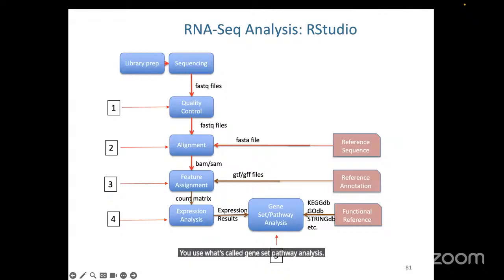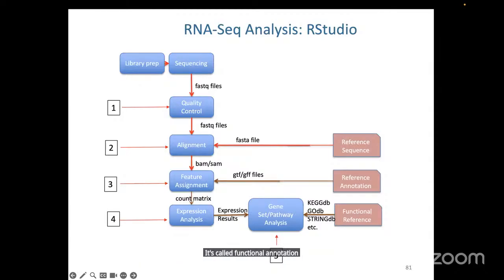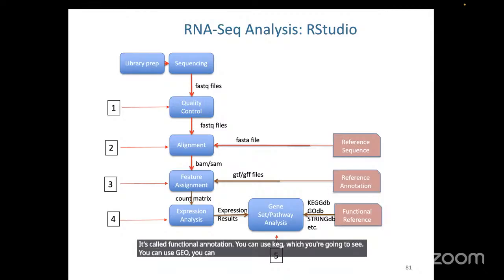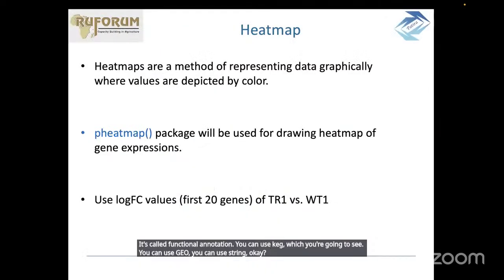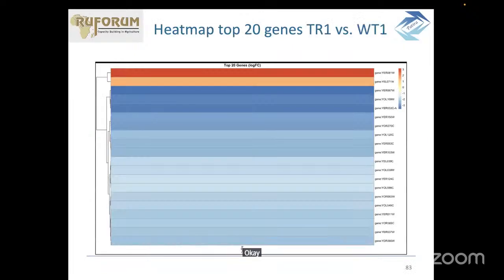So we did number 4. We got the genes that were expressed. Some were upregulated, some were downregulated. This is the last step here. It's called functional annotation. You can use KEGG, which you're going to see. You can use GO, you can use STRING. Okay. You can also draw a heat map, but we'll do that later. This is the heat map to show you maybe the top 20 genes.